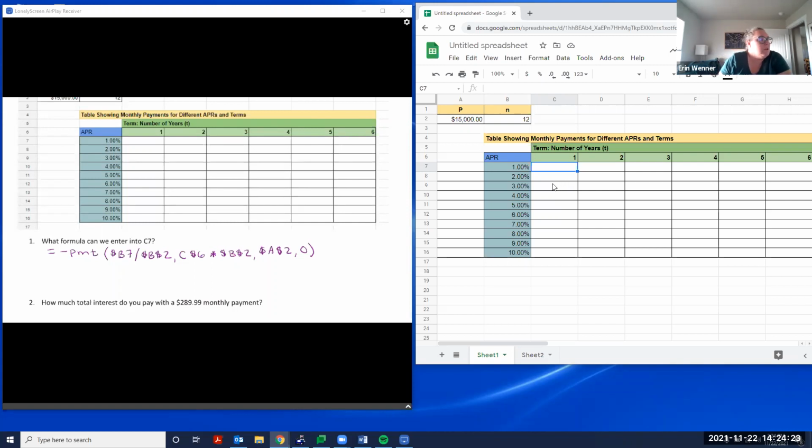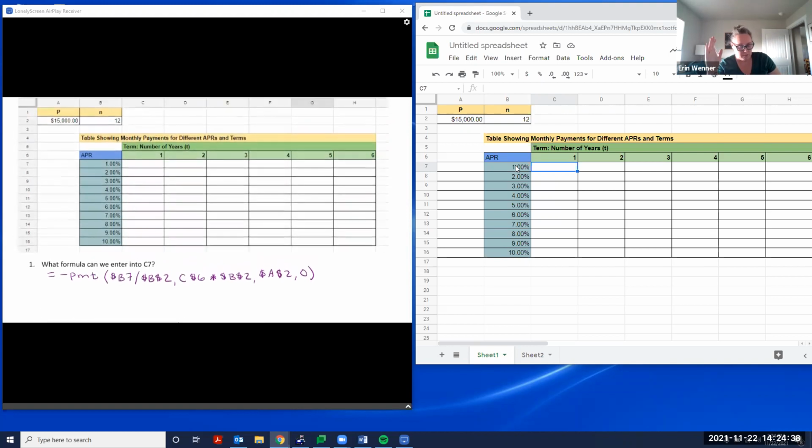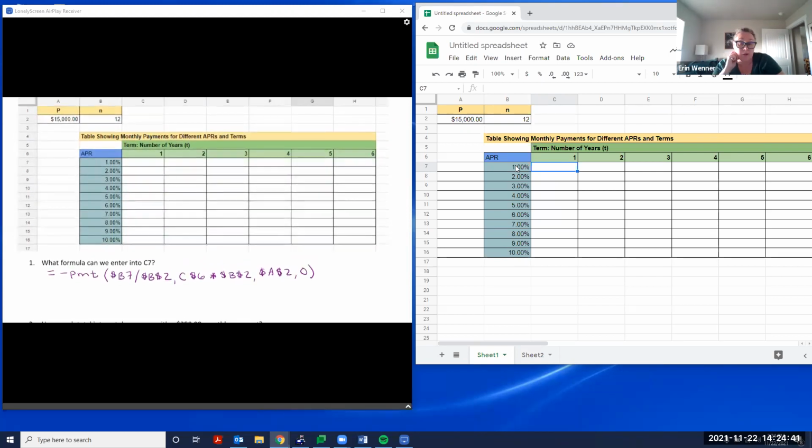So $B7 is fixing column B with the interest rate. So it's taking our interest rate and dividing by 12, because you can see that number 12 is in location B2, because that's the number of compounding periods in a year. So it's finding our period rate. The next part is C6, so as you can see, it's doing column C, but fixing row 6, which is right here.